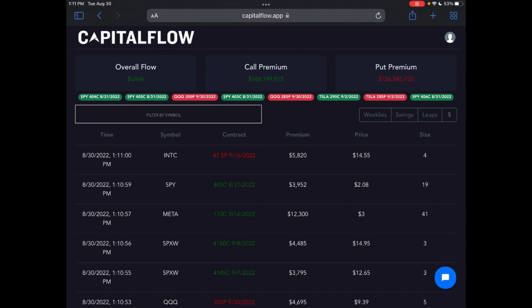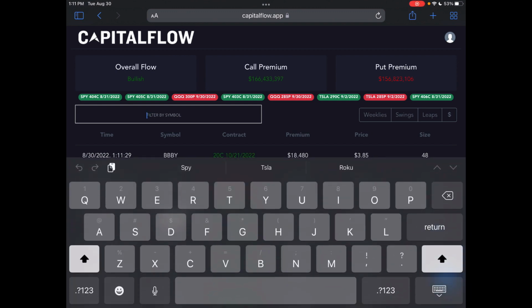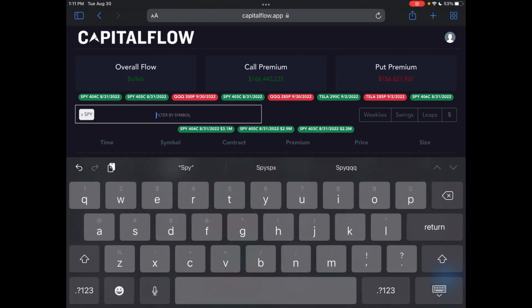You can get an idea of not only where the money is going, but specifically what tickers and contracts it's going into. So next, over here on the left below those contracts, we have the filter by symbol button. This is going to allow you to search either one or multiple tickers that you can watch the flow for in real time. So for example, I'm going to pull up a few. I'm going to pull up SPY, QQQ, we'll do Tesla, and we'll do Apple.